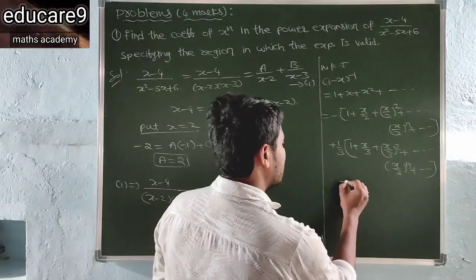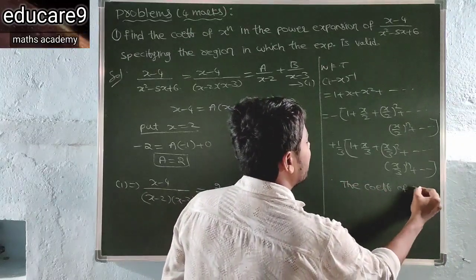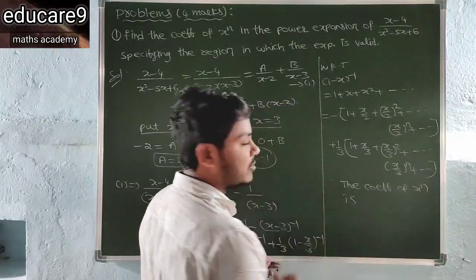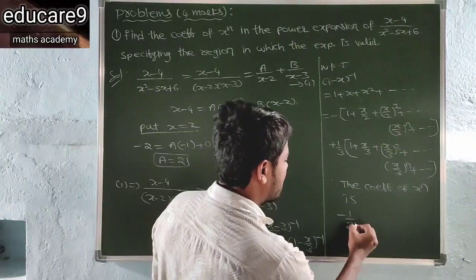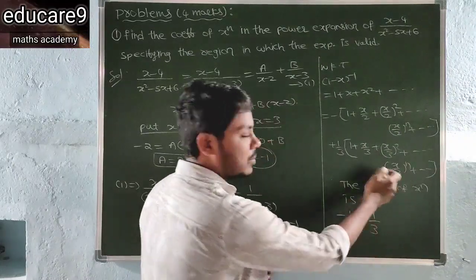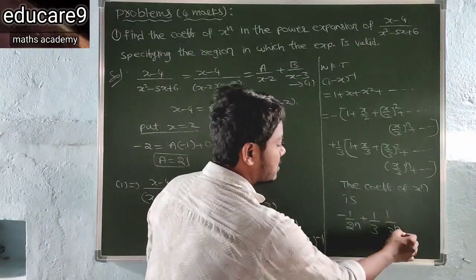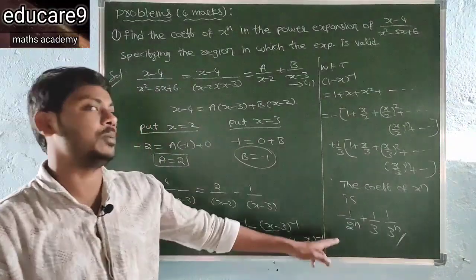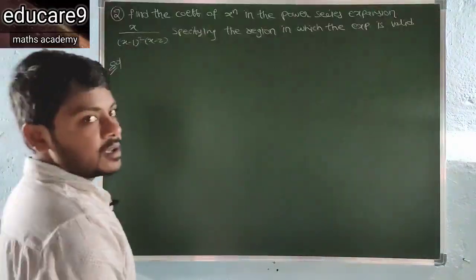Therefore the coefficient of x to the power of n is what? This is minus (1/2) power n and here plus 1/3 into next (1/3) power n. Okay, so this is the coefficient of x to the power of n in this expansion.